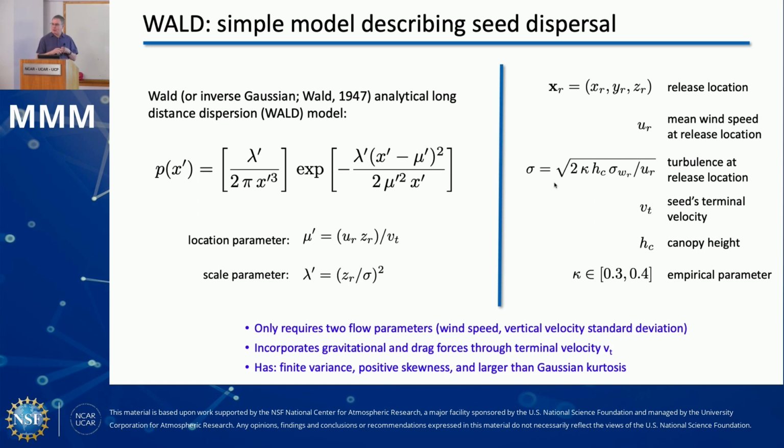I was going to mention to Gordon that this is actually one of the reasons why we need to get vertical velocity variances in our CLM efforts, because if we want to be able to couple with FATES, this is something that we're going to want. But the point is, this is a simple model that incorporates gravitational forces and drag, but it has finite variance, positive skewness, and larger than Gaussian kurtosis, and I'll show you a little bit more about that in a second.